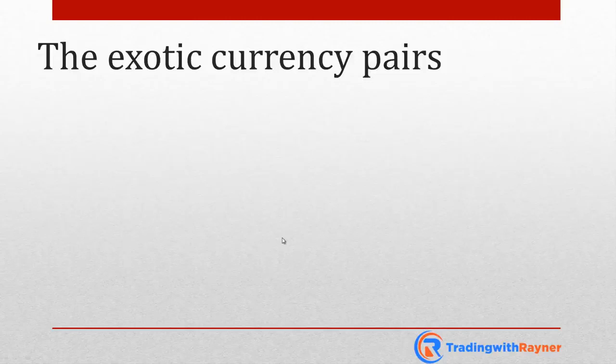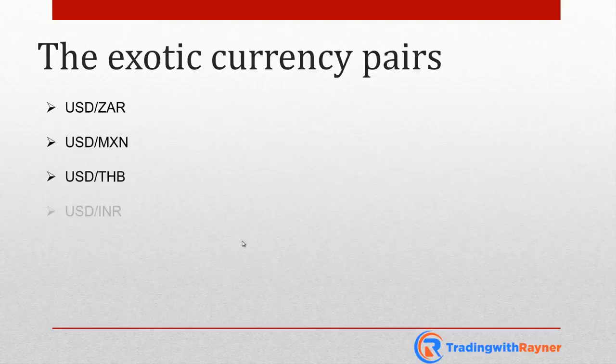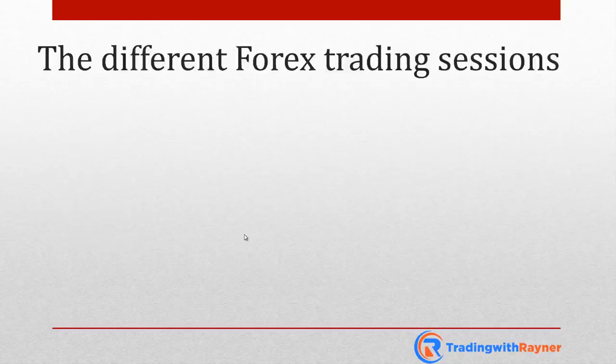What about exotic currency pairs? These are usually currency pairs which are thinly traded. They have a wider bid-ask spread, and the swings in this market can be more volatile as well. Some examples are dollar against the African rand, dollar against the Mexican peso, dollar against the Thai baht, dollar against the Indian rupee, dollar against the Turkish lira.